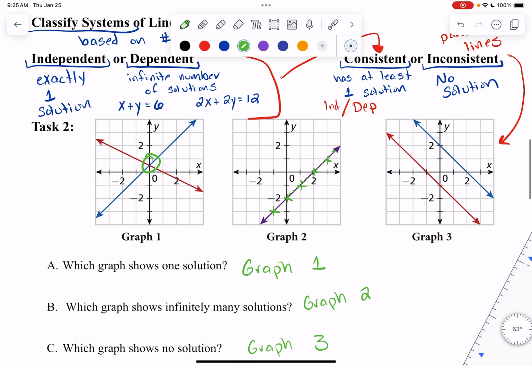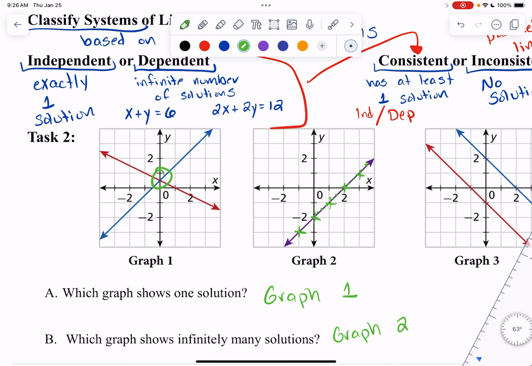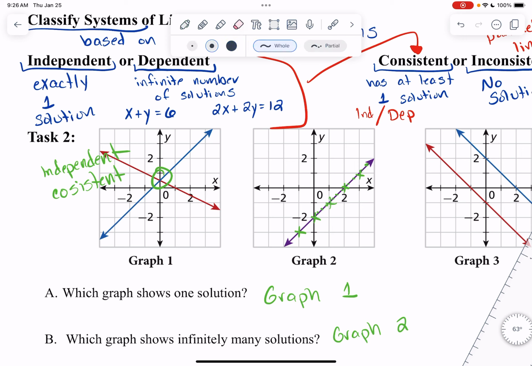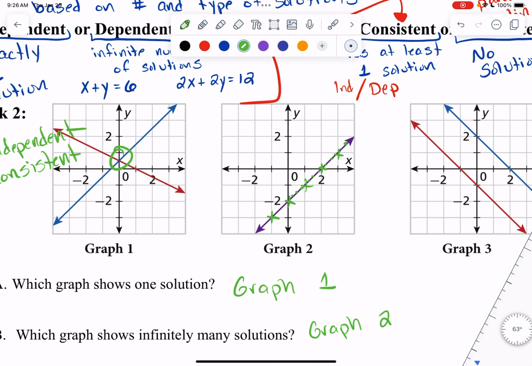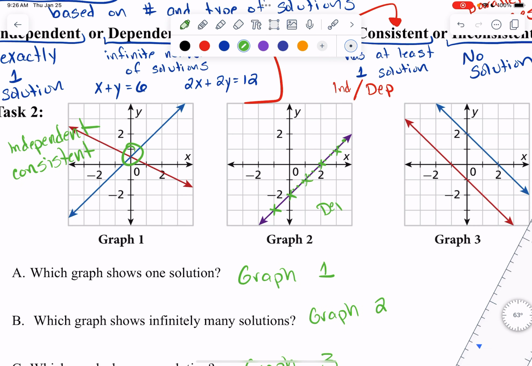So here graph 1 has exactly one solution, so it'd be independent. This one's independent, which means it's consistent. Okay, so we would say both. It's independent, it's consistent, it has at least one solution. Whereas graph 2 here is dependent because it has an infinite number of solutions, but it also is consistent because it does have a solution.